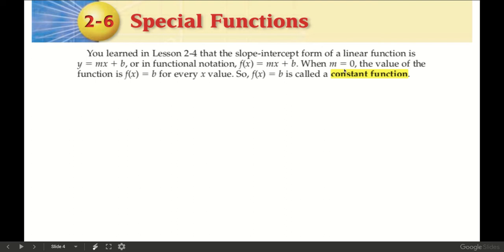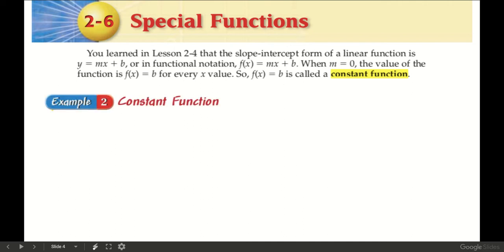But if your slope is 0, right, that means that the steepness of your line is going to be completely horizontal, right? It makes a horizontal line, right? So if your slope is 0, 0 times x makes 0, which basically means your function will equal whatever your y-intercept is, because that would make sense, your horizontal line, right? So the function f of x equals b for every value of x, right? So f of x equals b is called a constant function because if you notice, if your slope is 0, it doesn't matter what your x value is, your function will always equal the same value.